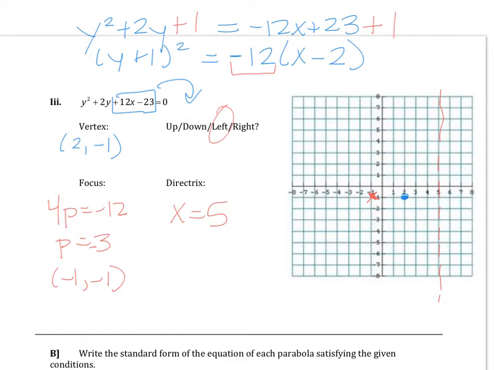Using the focal chord length. The focal chord is 12 units long, right? That 4p value tells us the focal chord is 12 units long. So if we start at the focus and count up 6 and down 6, we're going to be at like negative 1, 5, and negative 1, negative 7. And we draw our parabola.